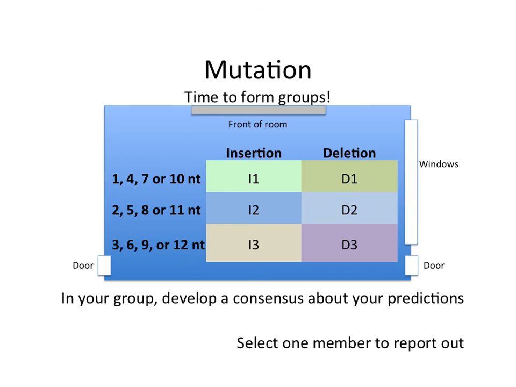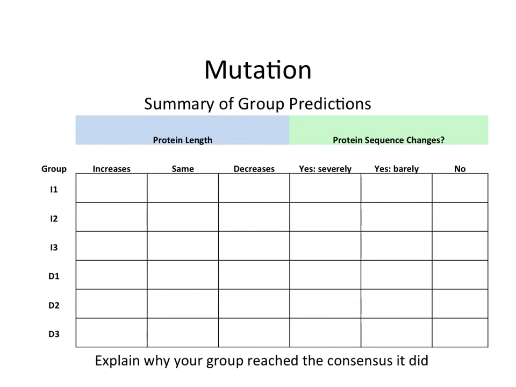Okay, let's come back together briefly. It sounded like every group, or some of you split up into smaller groups within your groups, which is fine. Let's wrap up just quickly. So I want to have everybody familiar with what all of the predictions from all of the groups were. So, group I1, who wants to represent insertions of 1 nucleotide?